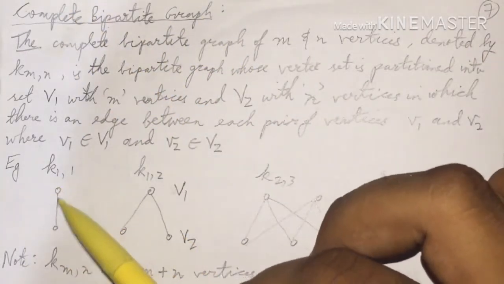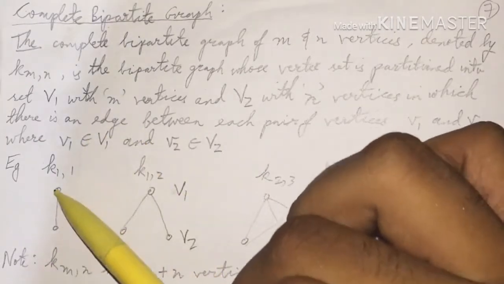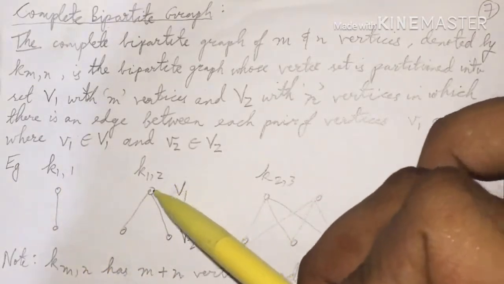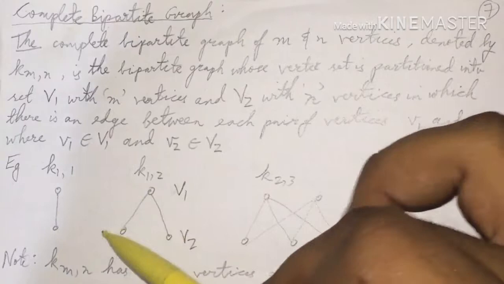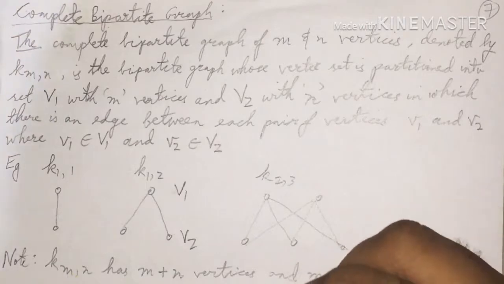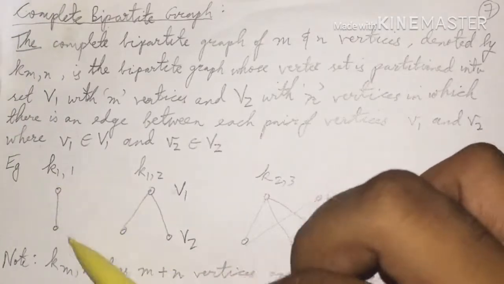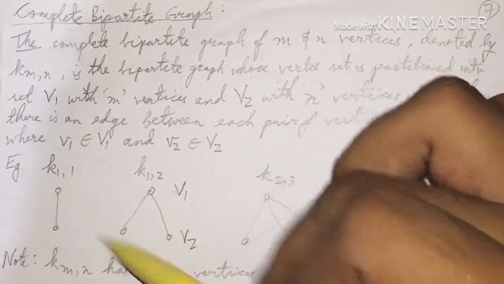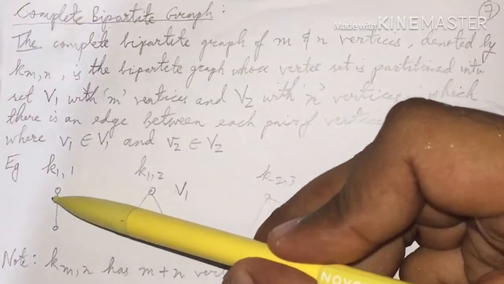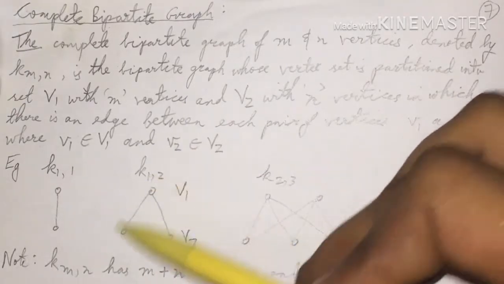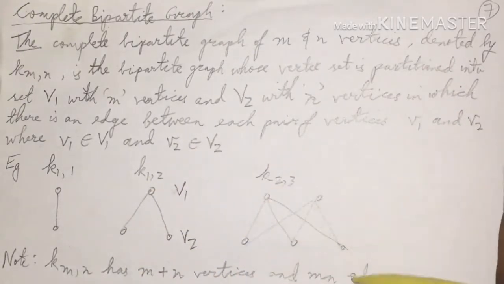So these are examples, K_m,n. So m vertices and n vertices. Here K_1,1, 1 vertex each. K_1,2, 1 and 2 vertices. K_2,3, 2 vertices and 3 vertices in the two partitions. So just like a bipartite graph, these are the two partitions, and being complete there must be an edge between each vertex of each partition. So in this case there are edges between the two partitions, but no edge within the partition.